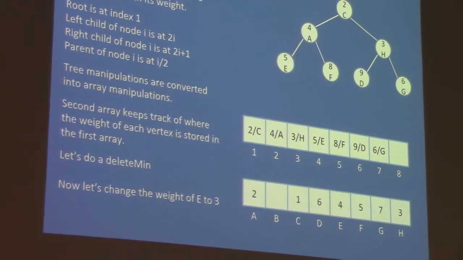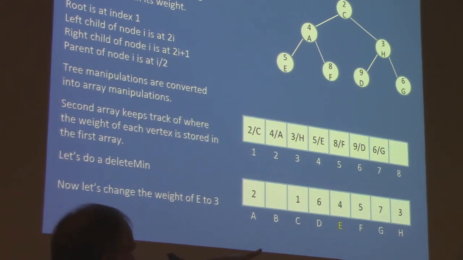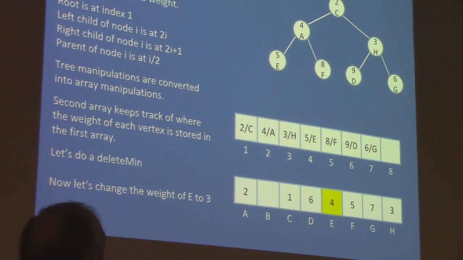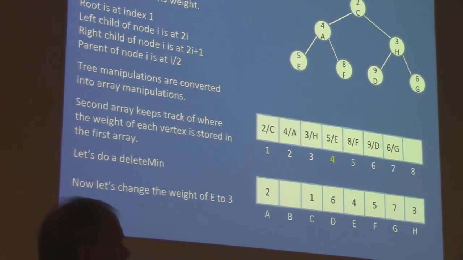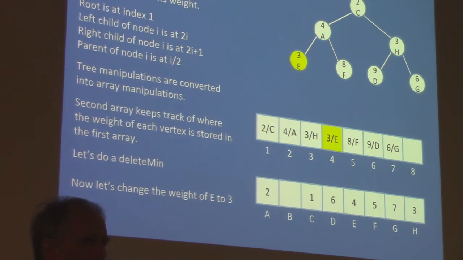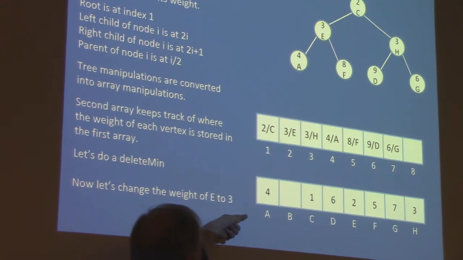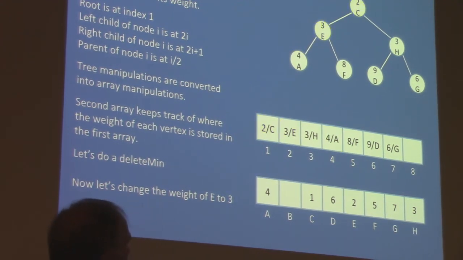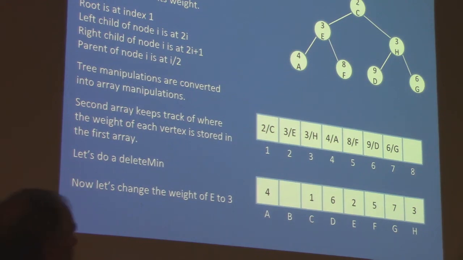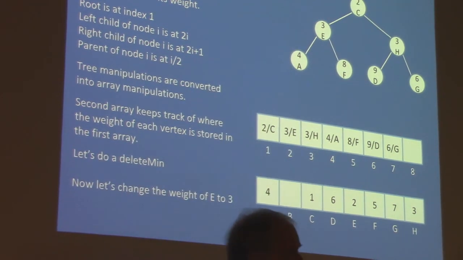Now what if we want to change the weight of E to 3? Where do we start? Right, we go to index E. We see it has a 4. That tells us E is stored at index 4 up there. And we want to change it to a 3. So we change it to a 3. And then what do we do? We've got to try to push it up. So we compare it to its parent. It's smaller. We swap them, and so things will change down here. We compare it to its parent, and we stop where we are. So now we can forget about the binary tree. This is our representation, just a couple of arrays.